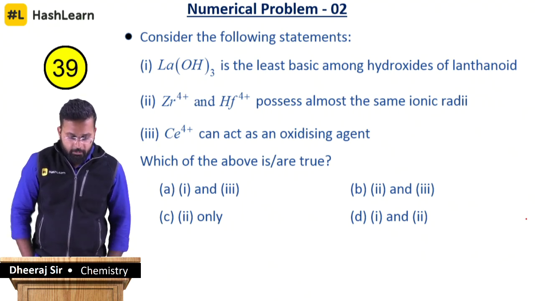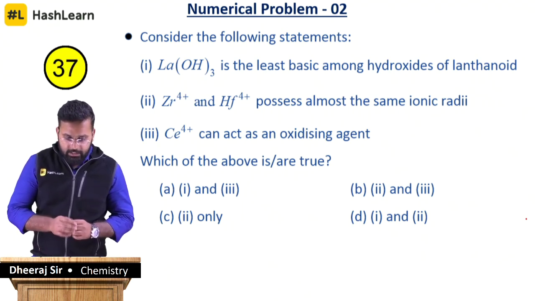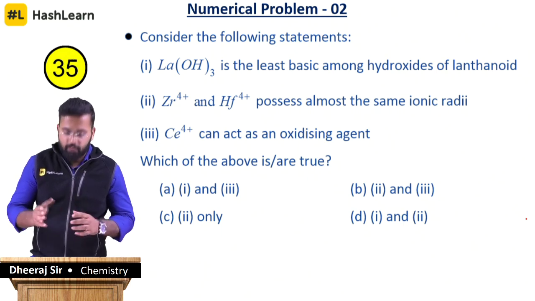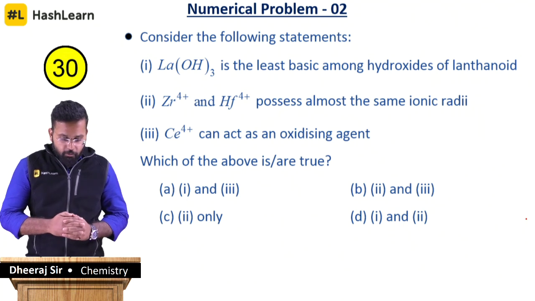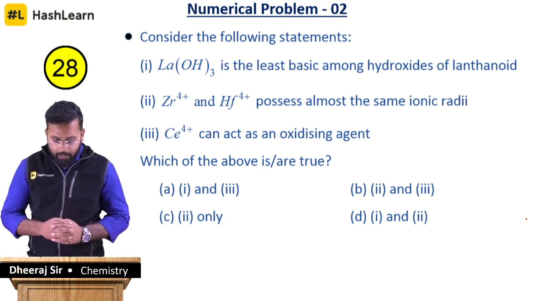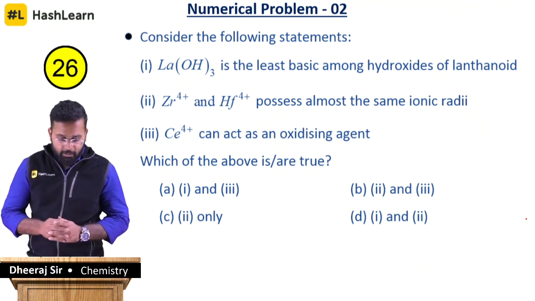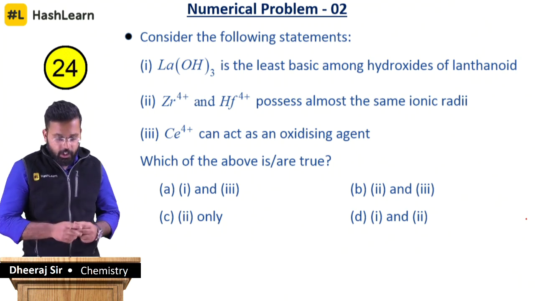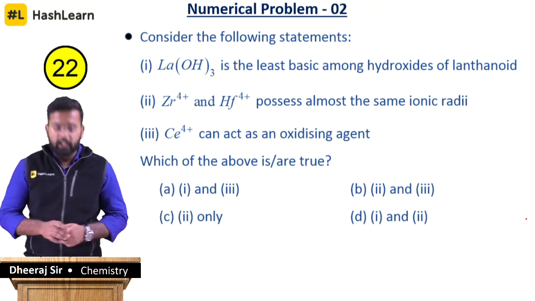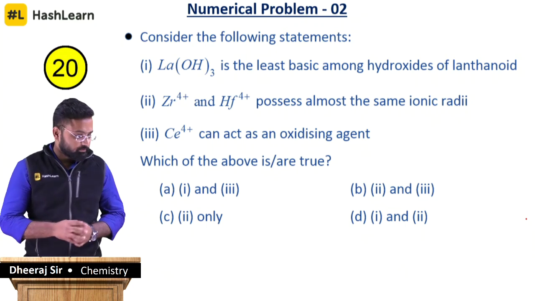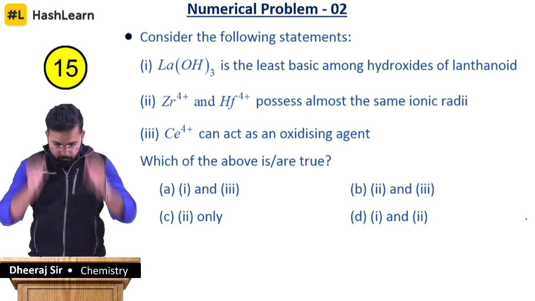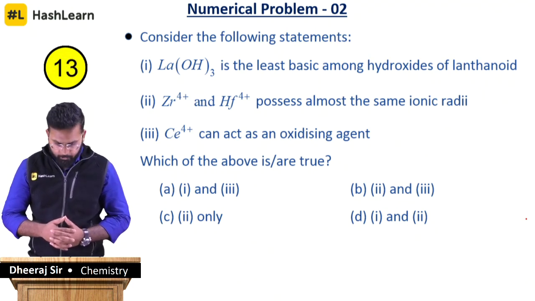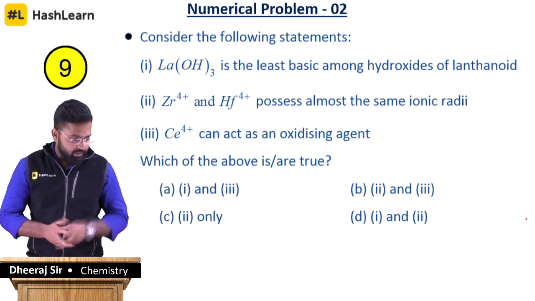Consider the following statements. Lanthanum hydroxide is the least basic among hydroxides of lanthanoids. Zirconium 4+ and hafnium 4+ possess almost the same ionic radii. Ce4+ can act as an oxidizing agent. Which of the above is or are true? Think about it. Which of the above is or are true? 10 seconds left, guys.